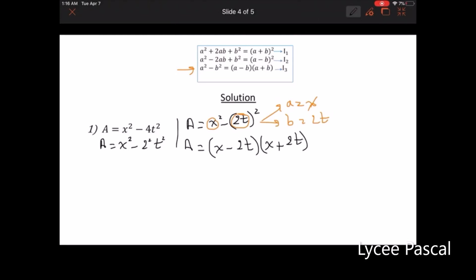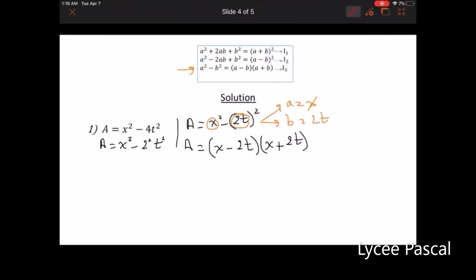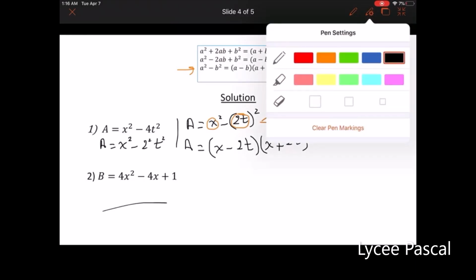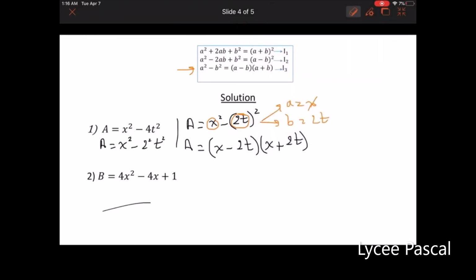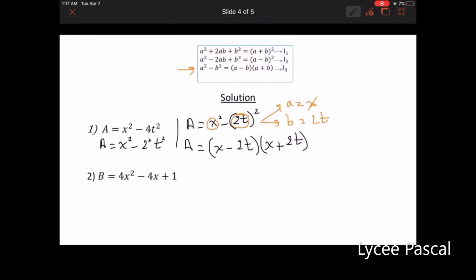Now we continue to the second one. The second one is b equals 4x squared minus 4x plus 1. Here b is formed from three terms, so we want to think about the first identity or the second identity, but we would choose the second identity since we have minus here and here we have minus.